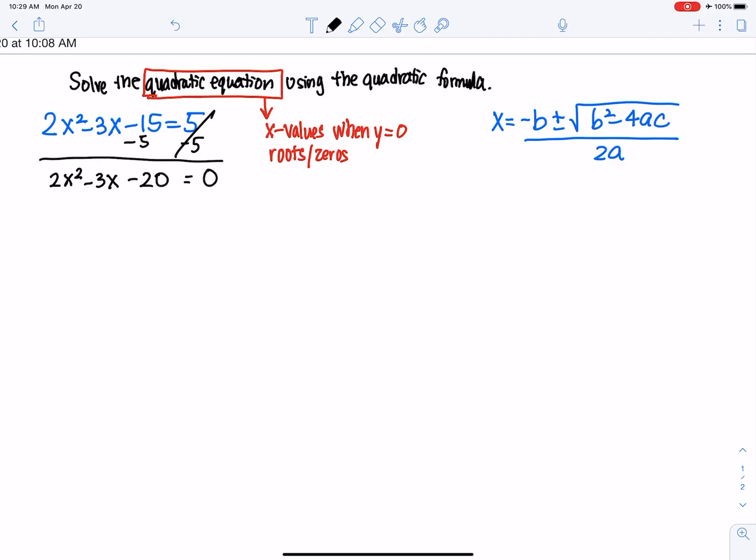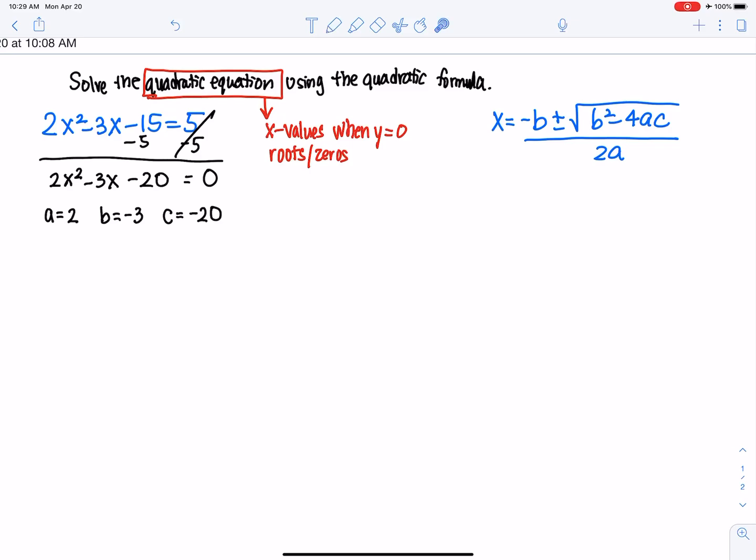So I'm going to set my values for a, b, and c. So a is the coefficient of x squared. B is the coefficient of x, and it's negative 3. And c is the constant, and in this case, it's negative 20.